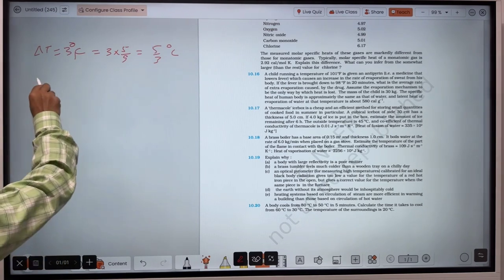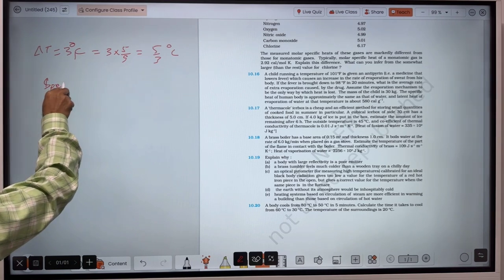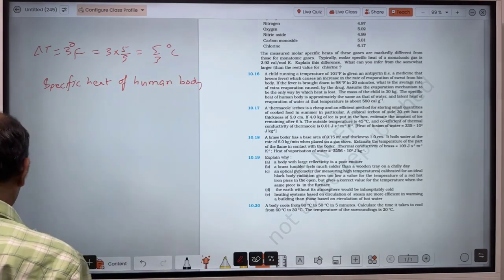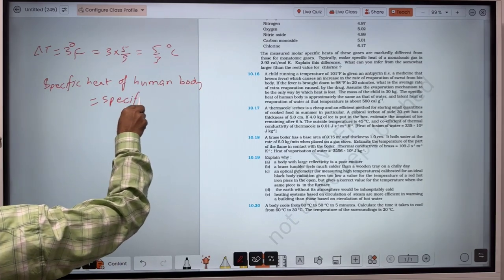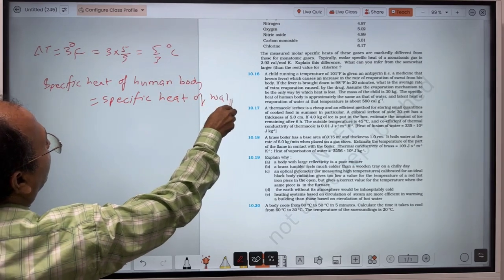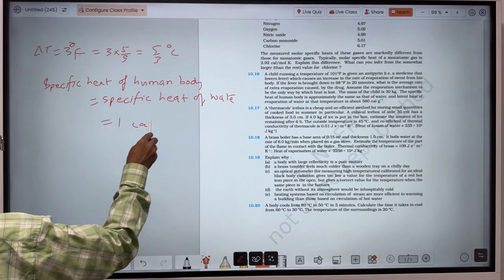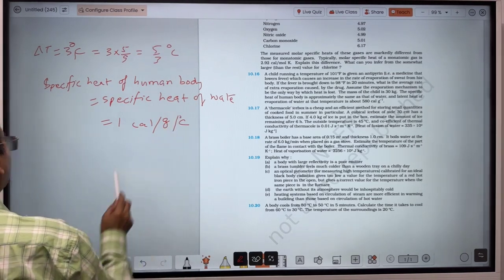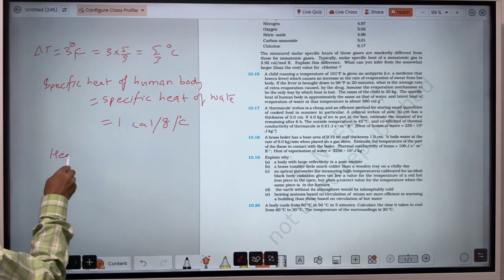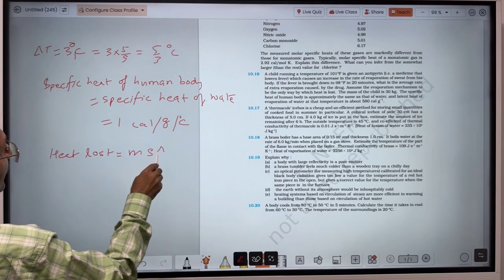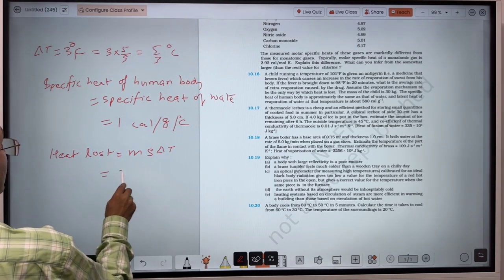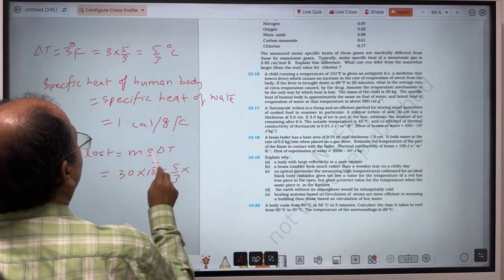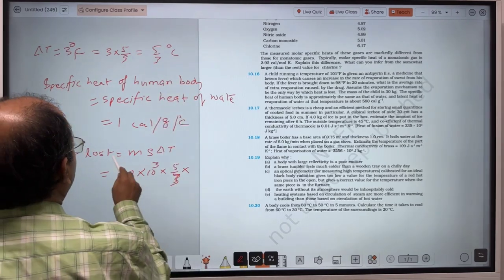And the specific heat of the human body, here specific heat of water we will take for the human body. So specific heat of human body is equal to specific heat of water, and that will be 1 calorie per gram per degree centigrade. Correct? So heat lost. Let's find out what is heat lost. Same formula, m s delta T. So what is mass? The mass of the child is 30 into 10 to the power 3 grams, the temperature change is 5 by 3, and specific heat is 1.